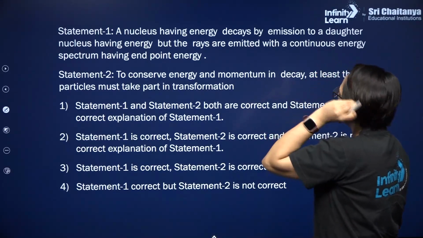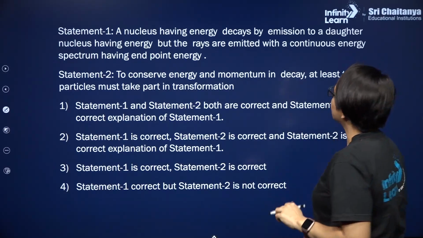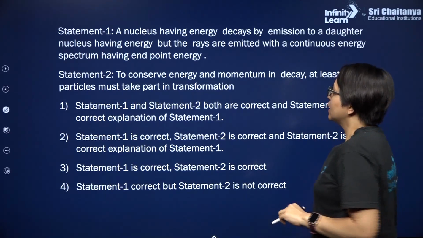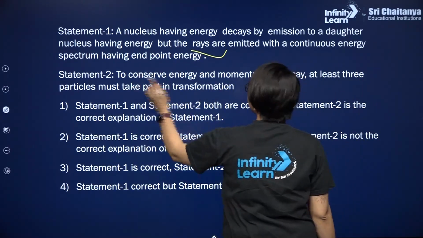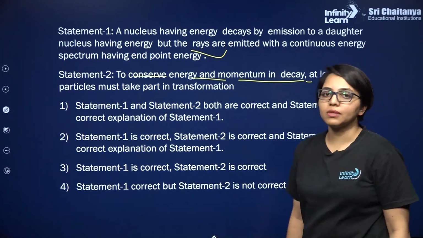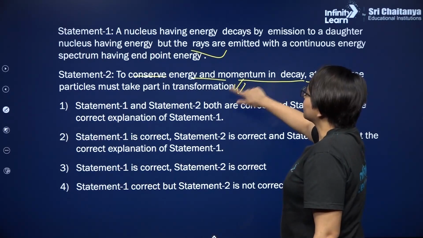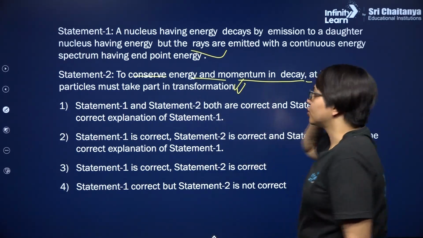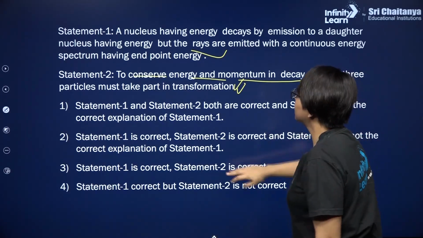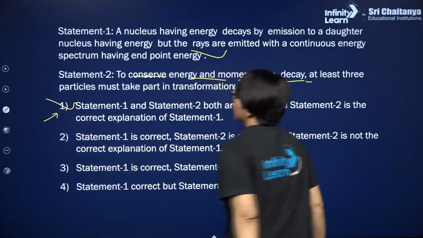Next is this one. A nucleus having energy decays by emission of a daughter nucleus having energy, but the beta rays are emitted with a continuous energy spectrum having endpoint energy. This statement is true. To conserve energy and momentum in beta decay, at least 3 particles must take part in the transformation. That is also true. In order to conserve energy and momentum, at least 3 particles should be there, right. So statement 1, statement 2 both are true and statement 2 is the correct explanation of statement 1 over here.